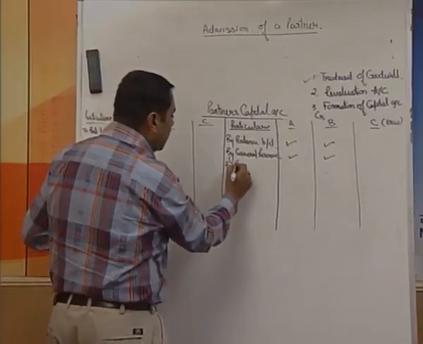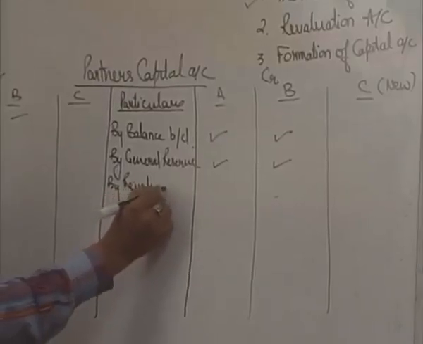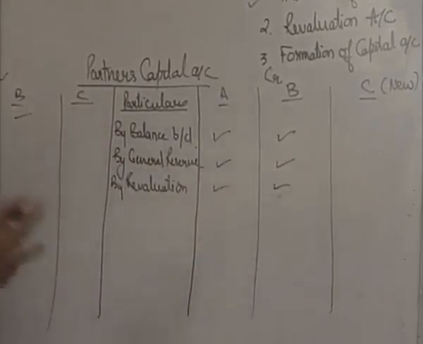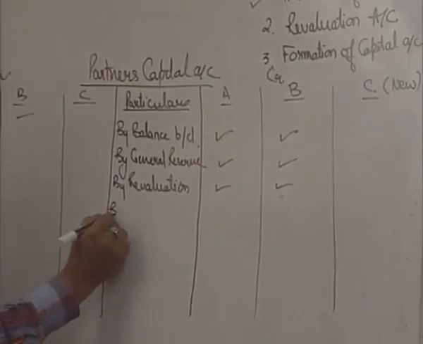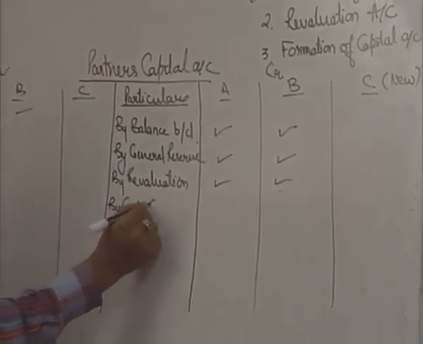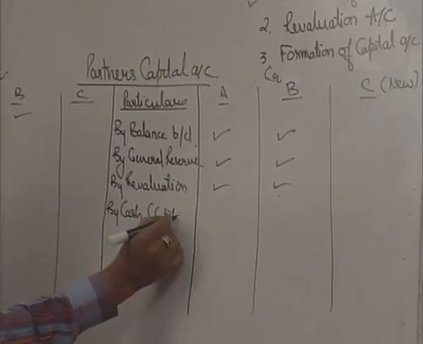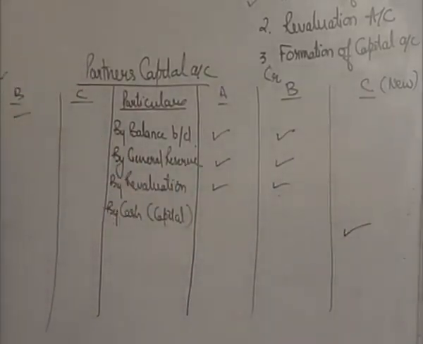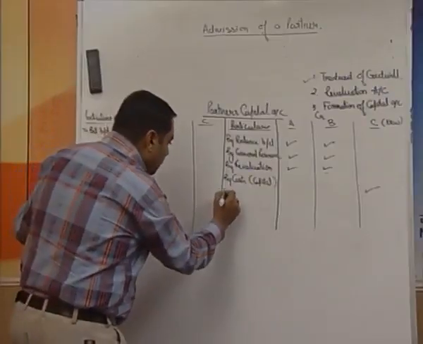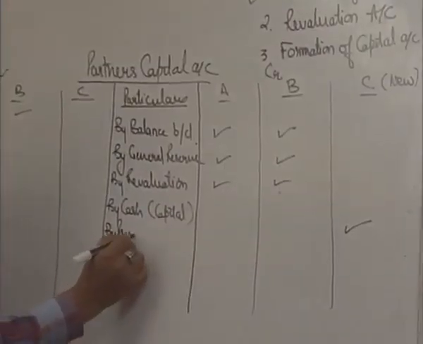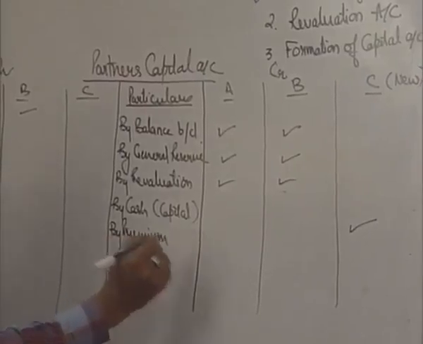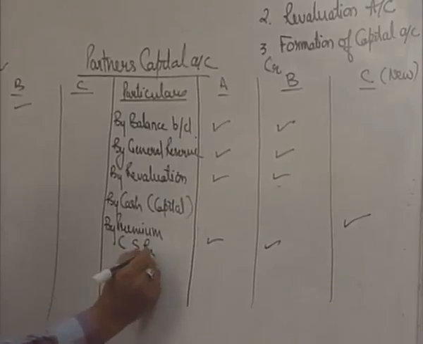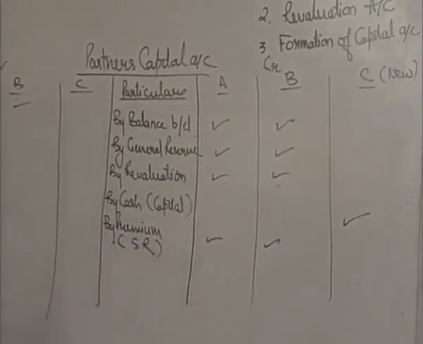Then, in case there is a revaluation profit, this is on this side. Again, the partners A and B. Now, the new partner brought cash. So, this is going to be the capital of the new partner, which we are going to write under the column C. Then, if the new partner brought the premium, this is also distributed among A and B. And again and again, I am telling that this is in the sacrificing ratio.